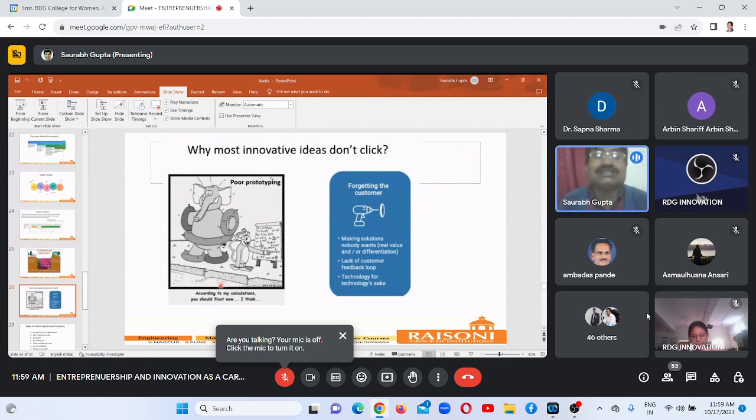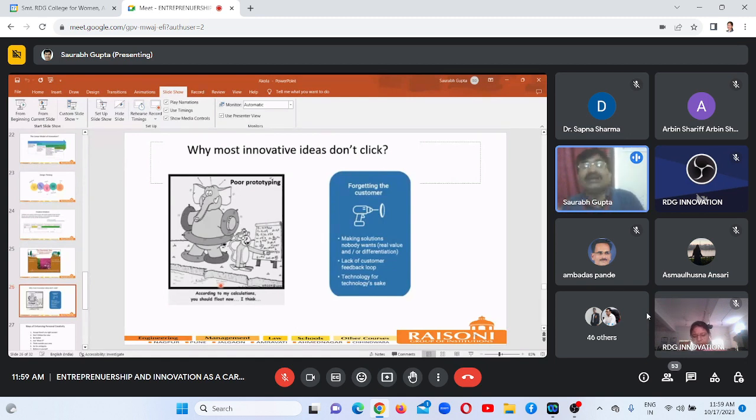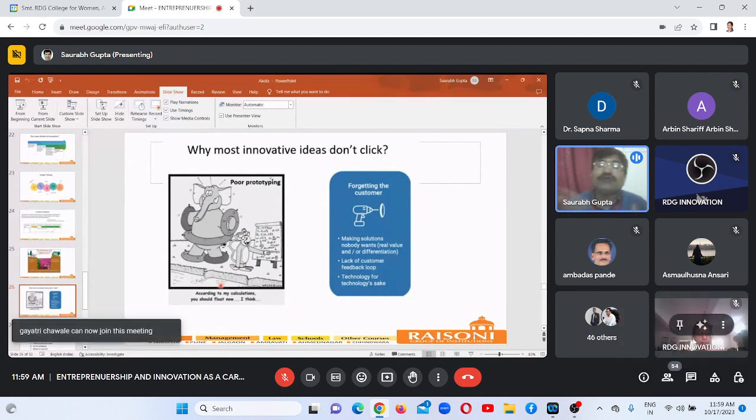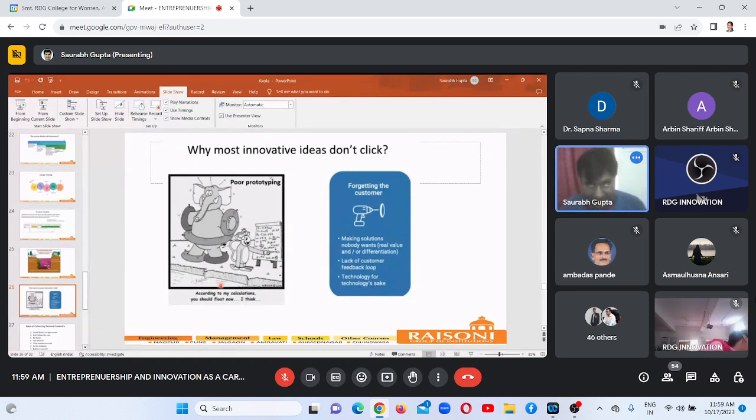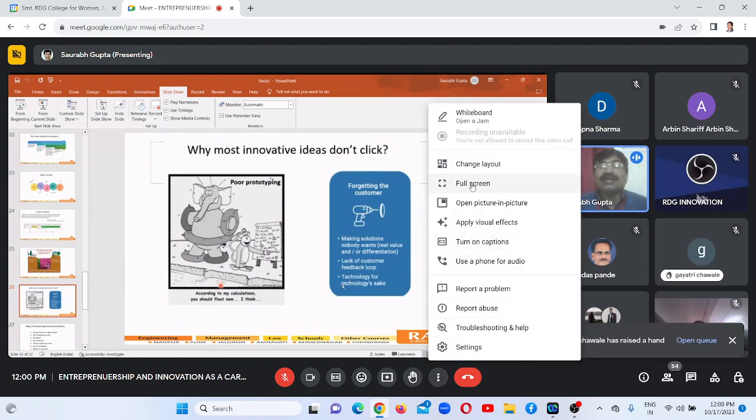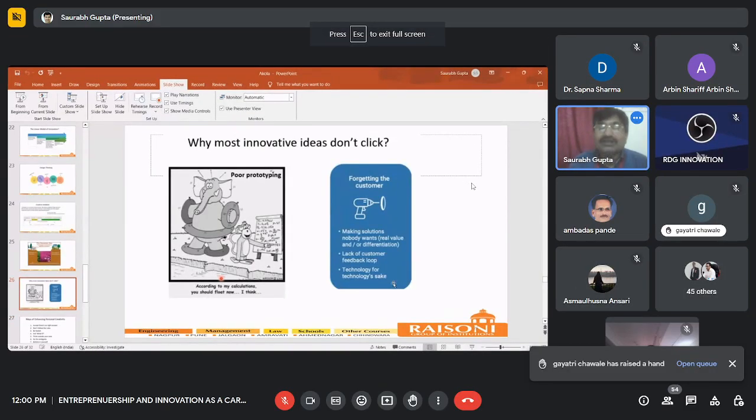So there are certain reasons why our innovative ideas don't click. Don't click means why these are not commercialized, why the market is not accepting your idea, why your startups fail. So this is the basic reason: making a solution that nobody wants. You are giving the solution, you are giving the product, but it may not suit the customer's pocket, or the customer may not like your product for certain reasons. Second is lack of a customer feedback loop, that you have not done any market research. Third is technology for technology's sake.